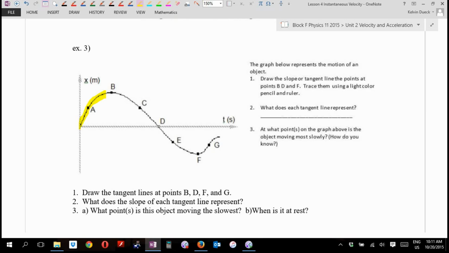It's curving, more specific. What can you tell me about the steepness? Bigger, smaller, or staying the same? What can you tell me about the slope? Increasing, decreasing, or staying the same? Decreasing slope. Okay?